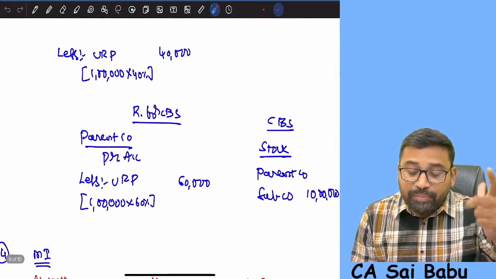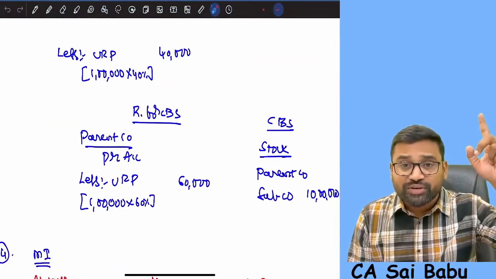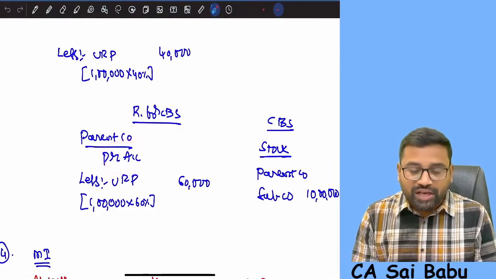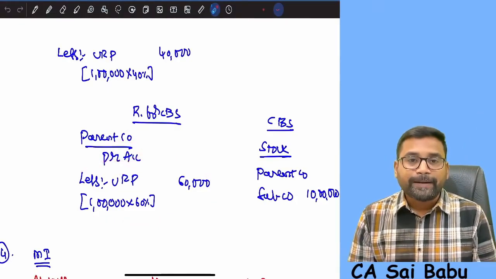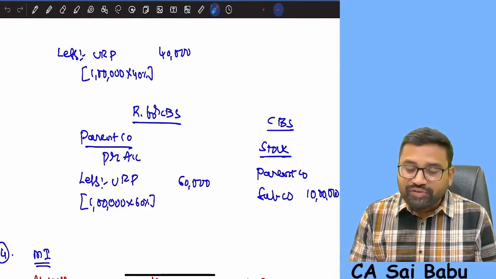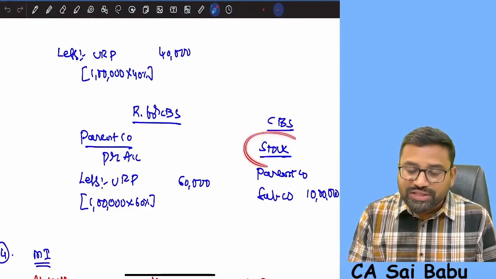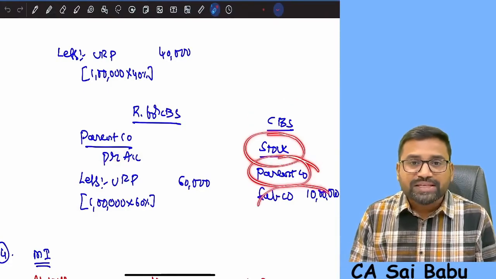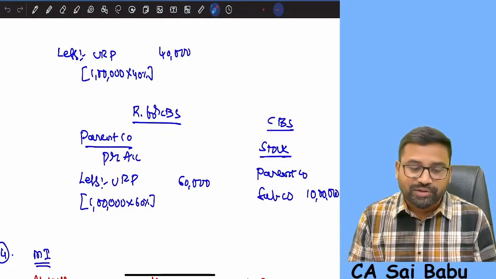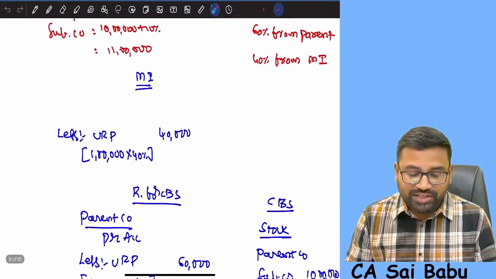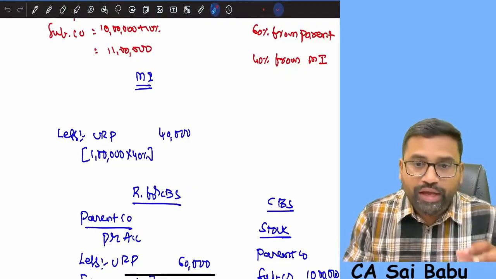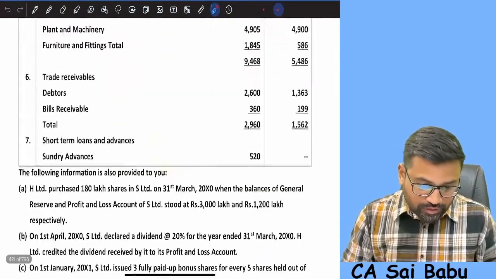When you are preparing reserves for consolidated balance sheet, take the parent company P&L account. In that URP, you eliminate the parent company share. And when you are preparing the consolidated balance sheet, when you consider the stock amount, parent company stock plus subsidiary company stock, when you consider the subsidiary company stock, you eliminate this unrealized profit and consider. Okay. Now see this question, sir.